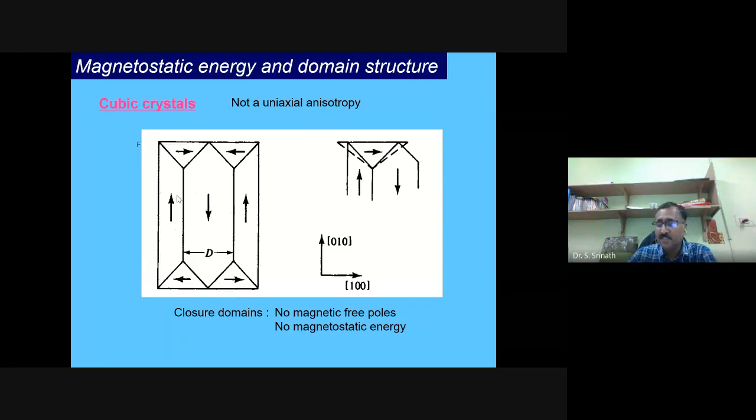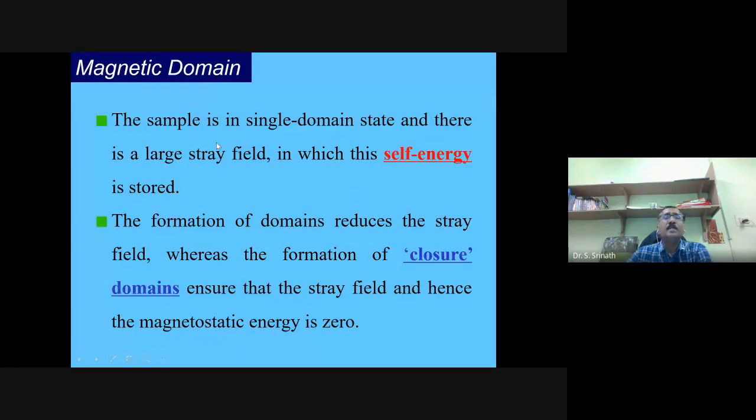Okay, but I am cheating here. Why am I cheating? We'll come back to that. So the sample is in a single domain state. There is a large stray field which I talked about, which is called self energy, and formation of domains reduces the stray field. The formation of closure domains ensures that the stray field, hence the magnetostatic energy, is 0.